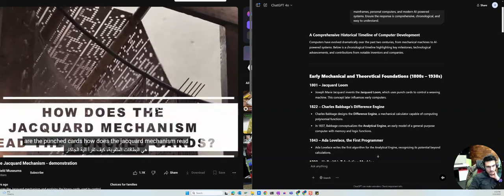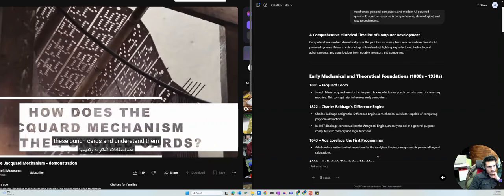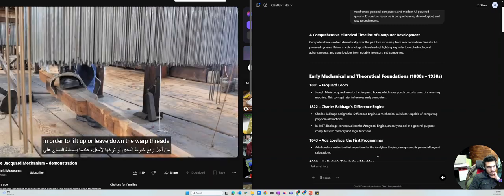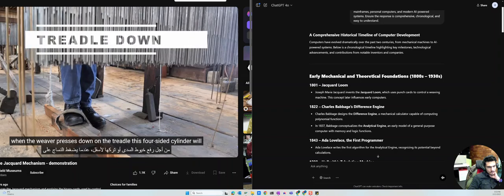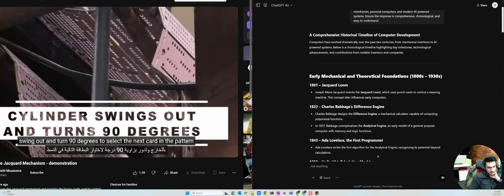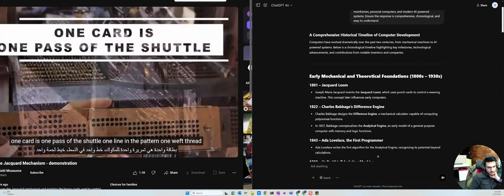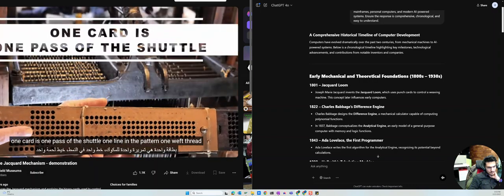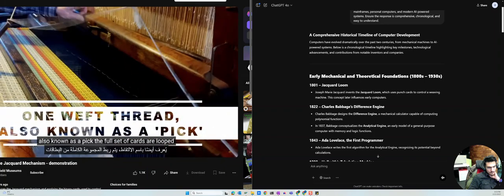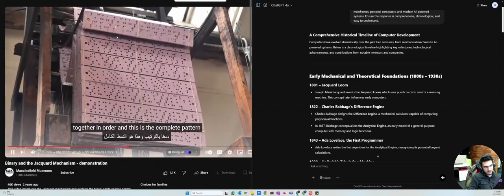How does the jacquard mechanism read these punch cards and understand them in order to lift up or leave down the warp threads? When the weaver presses down on the treadle, this four-sided cylinder will swing out and turn 90 degrees to select the next card in the pattern. One card is one pass of the shuttle. One line in the pattern, one weft thread, also known as a pick. The full set of cards are looped together in order, and this is the complete pattern.